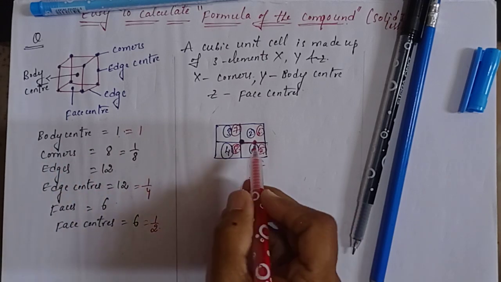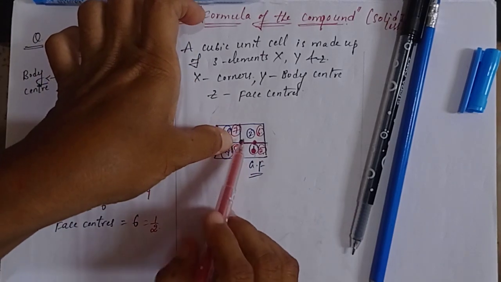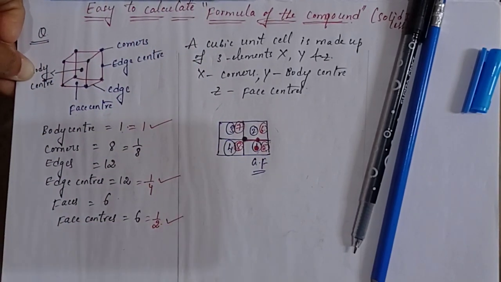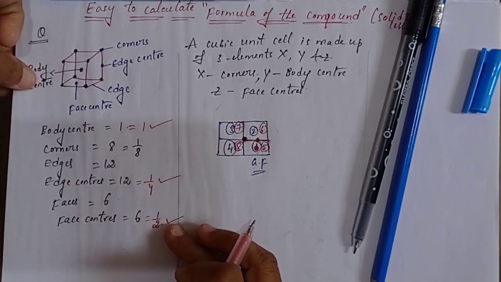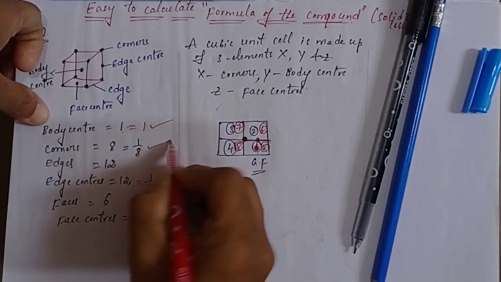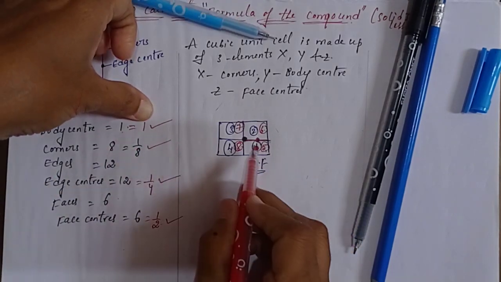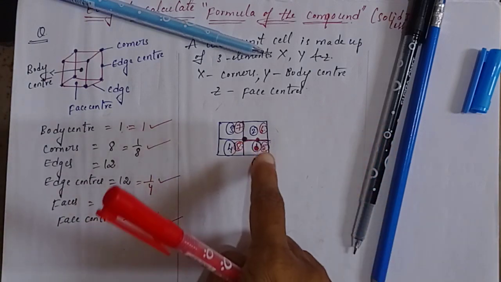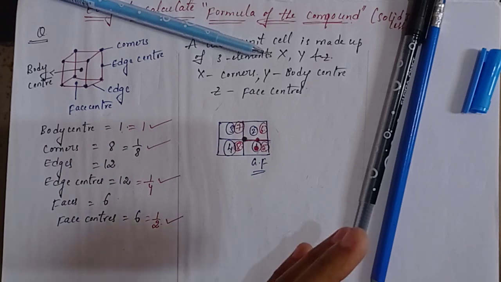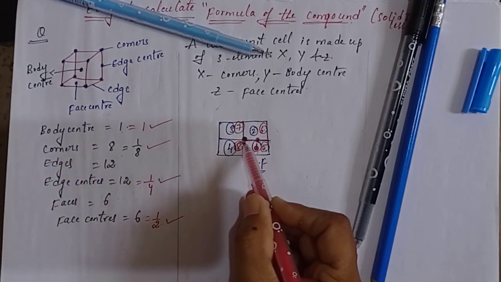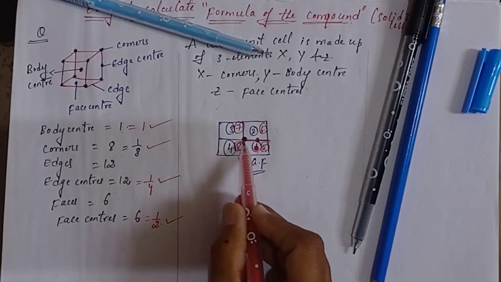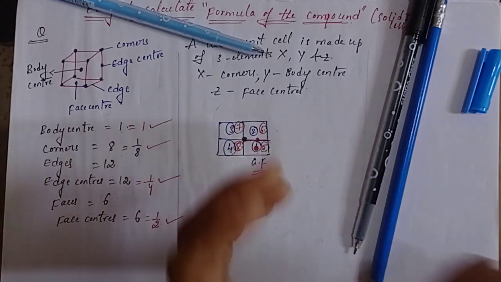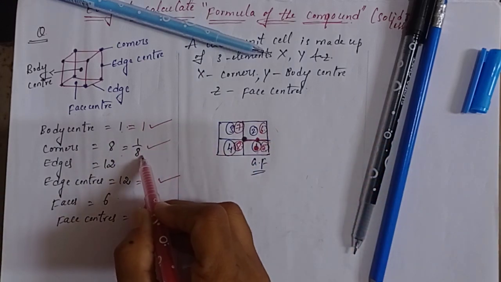So I discussed the body center particle, edge center particle, and face center particle, correct? These 3 I discussed, along with the body center and corners. Body center particle understood? In this room, the middle particle is sharing with that particular unit cell only, so its contribution is 1. That means it is sharing with that room only. And corners: if you take this corner particle, it is sharing with how many rooms? It is in touch with the first room, second, third, fourth, up to fifth, sixth, seventh, eighth, all 8 rooms. That's why its contribution is 1 by 8, students.